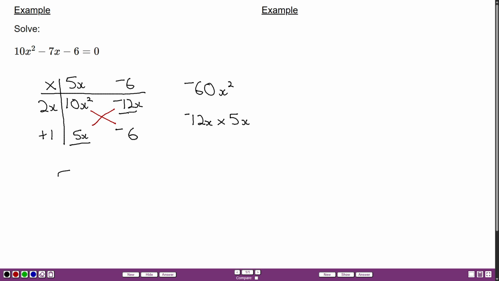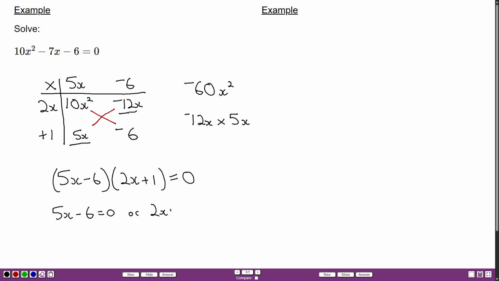So I've got 5x minus 6 along the top, and then 2x plus 1 down the side. And crucially, that's all equal to 0. It has a product of 0. So either this one must be 0, so 5x minus 6 must equal 0, or 2x plus 1 must equal 0. Then we just solve these two equations to get our solutions.